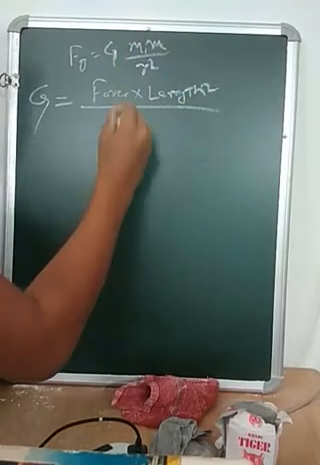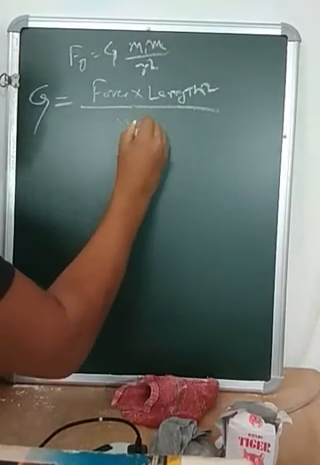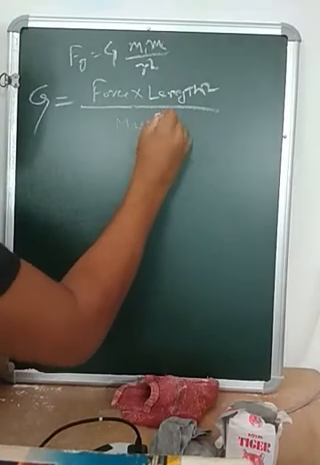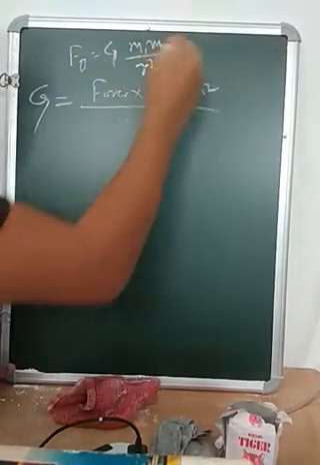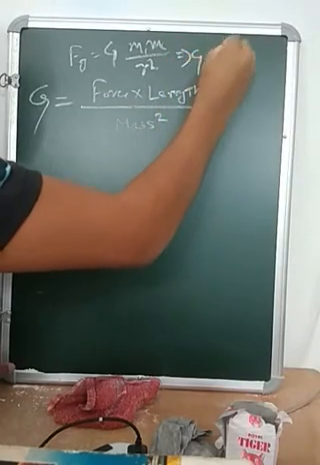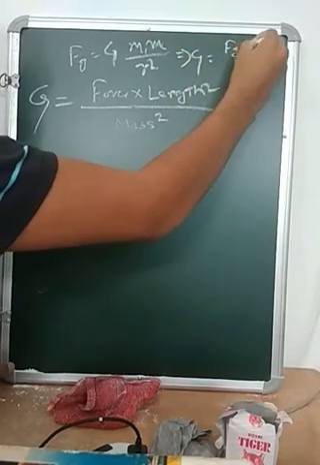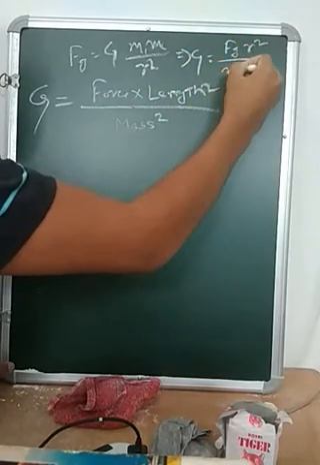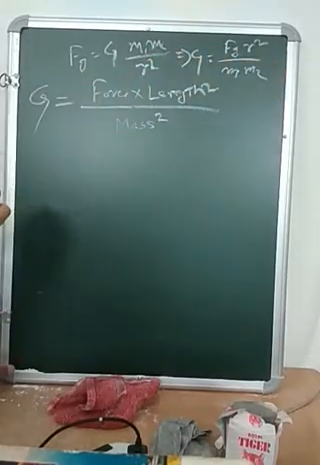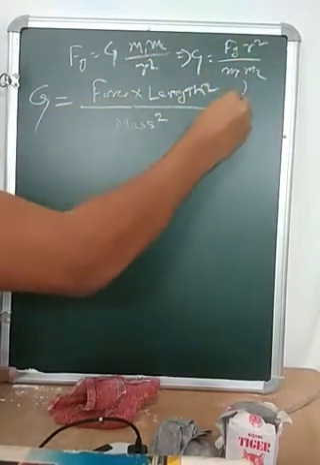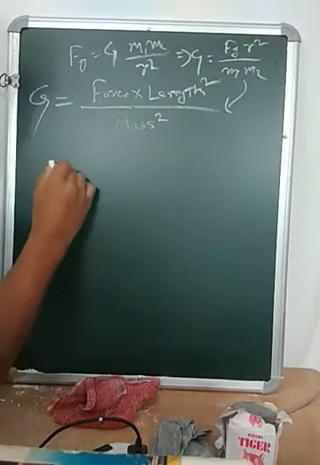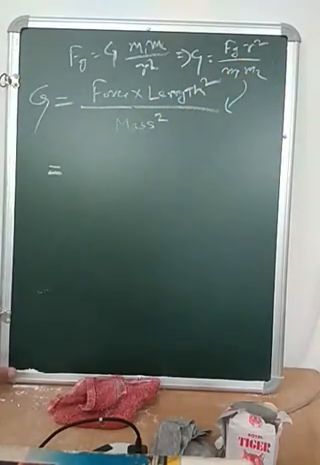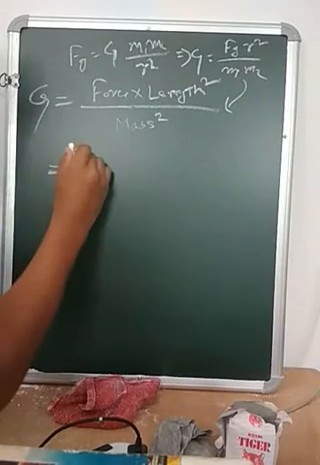There are two masses, okay? So mass square. So from this formula, we write G as equal to F r square divided by m1 m2. Okay, so this is how we write force with length square into mass square. So what is the dimension of force?